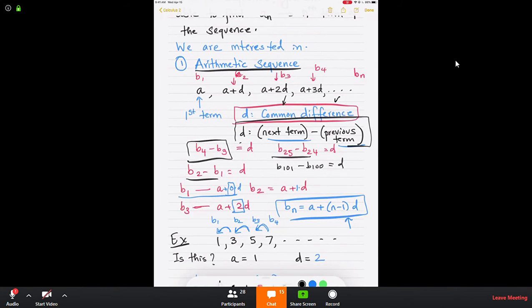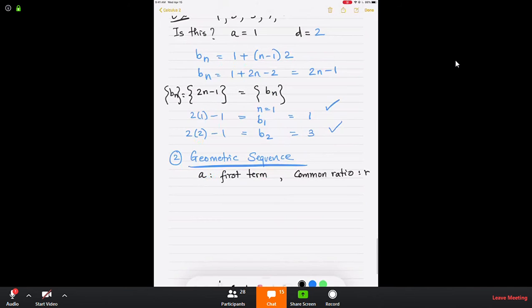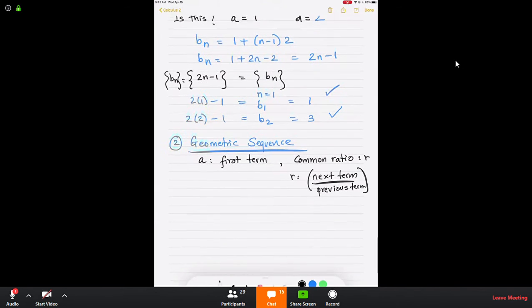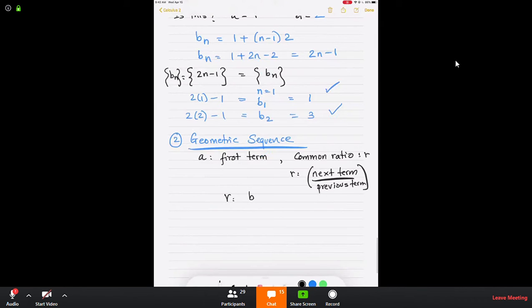Having said that, tell me what would common ratio mean? So R would mean what? Instead of subtracting, now you're dividing. Very good. You're dividing the next term over the previous term. This is my general way of writing it. So I'm going to check the common ratio: is B2 over B1 the same as B25 over B24? Is it the same as B100 over B99? That is what I'm talking about.